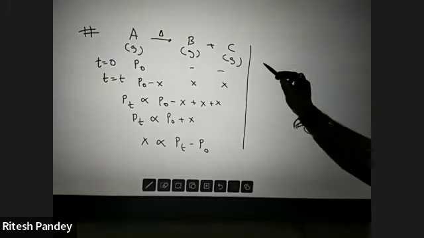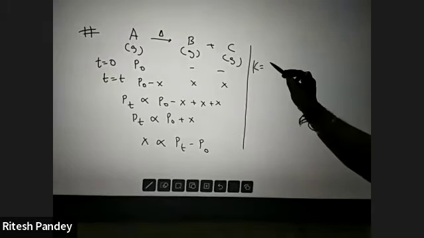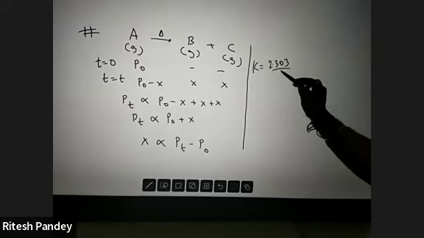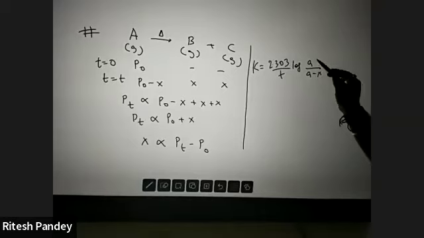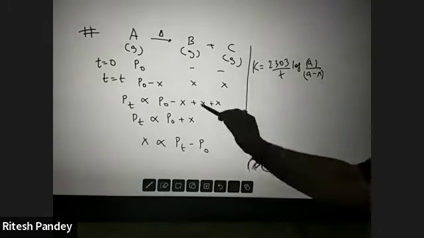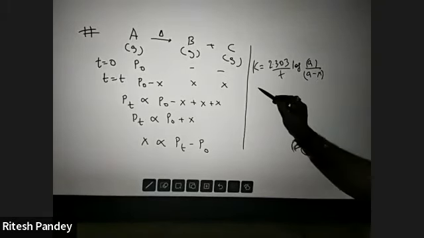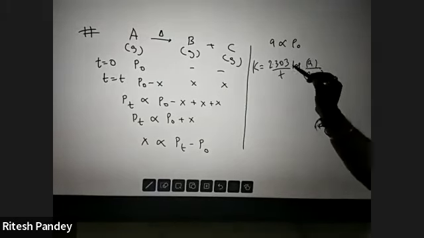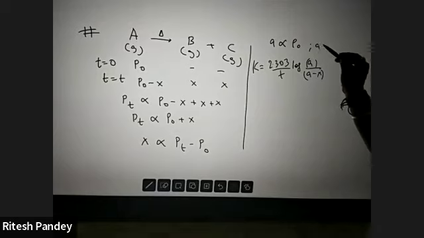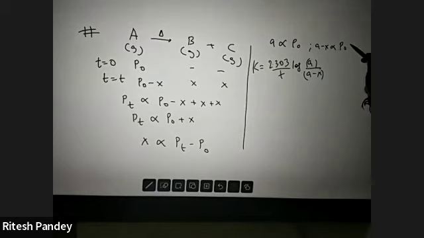And now, when I have to write K is equal to 2.303 by T log of A upon A minus X, I'll believe that A is proportional to P naught any day, and A minus X will be proportional to P naught minus Pt minus P naught, if X is proportional to Pt minus P naught. Please respond with a yes or no. Yes, sir.